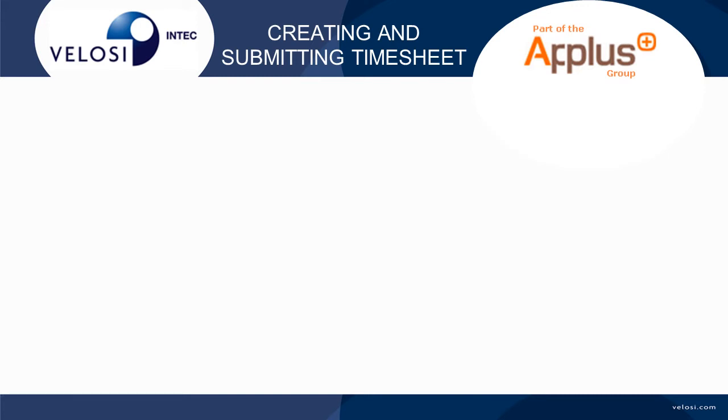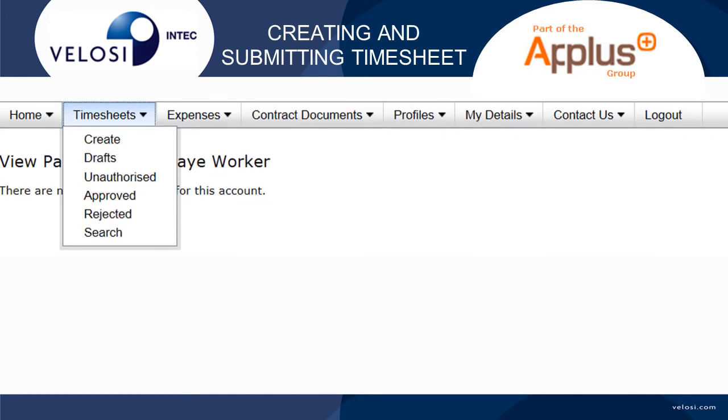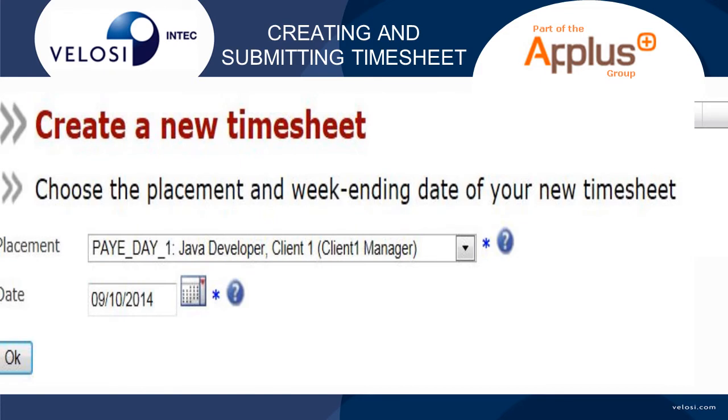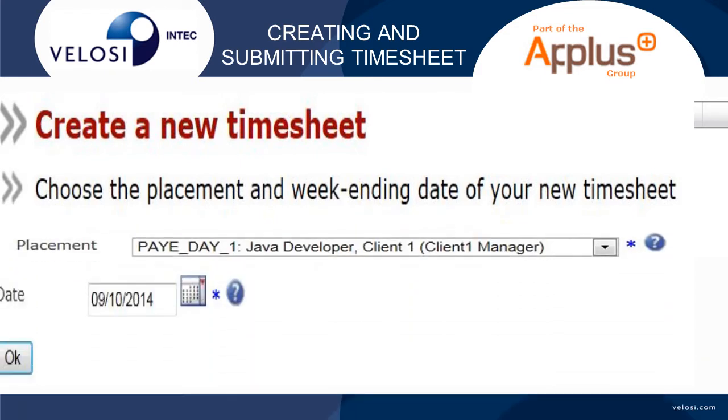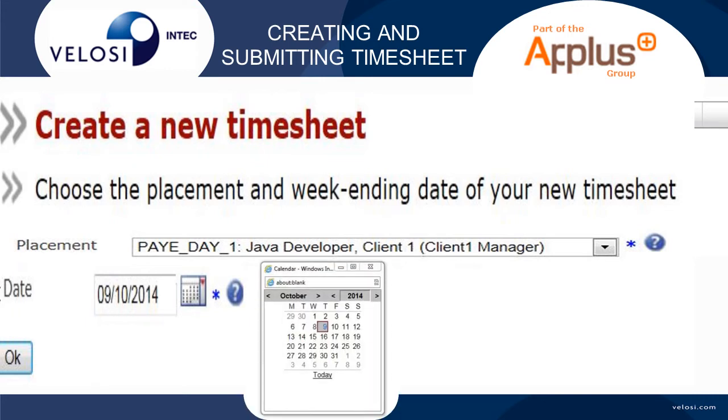Now let's look at entering your timesheet. Click on Timesheet and select Create. Here you will be prompted to select your placement, the current position that you wish to enter your working times against. The next box requires the weekend date. The weekend date is the Sunday of the week you are claiming. By clicking on the calendar icon next to the date box, you can select the correct date. Once you have done this, click OK to proceed.